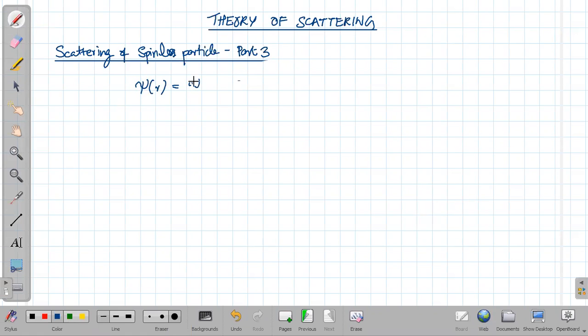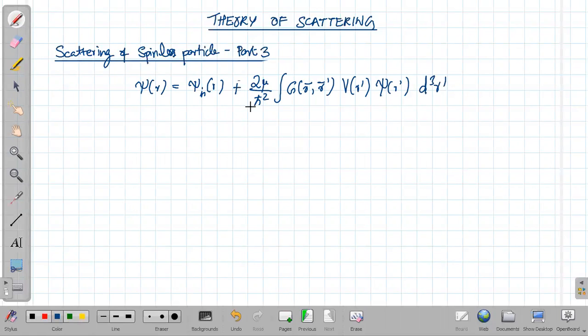In the last session, what we found is that the total wave function psi of r can take the form psi naught of r plus 2 mu by h bar square integral the Green's function G of r, r prime, V of r prime, psi of r prime d cube r prime. So this entire term can be treated as a scattering wave function.